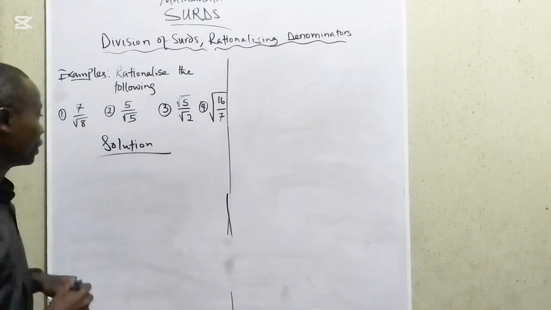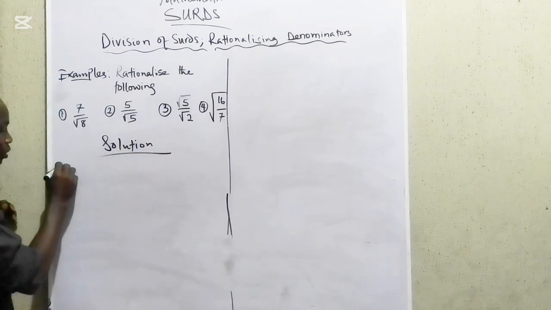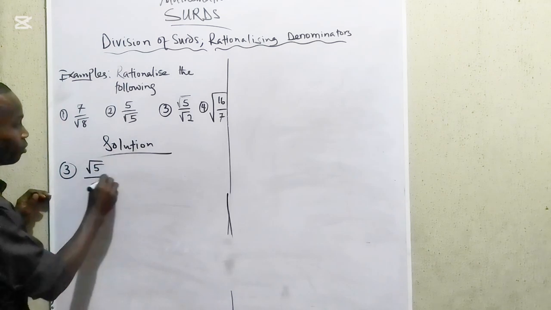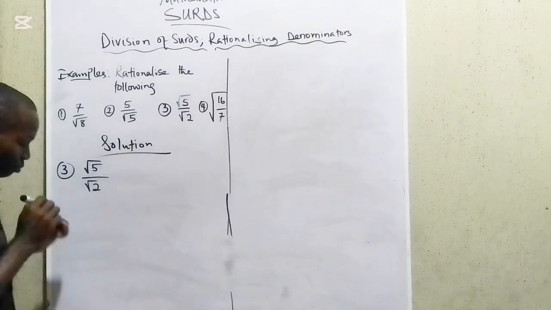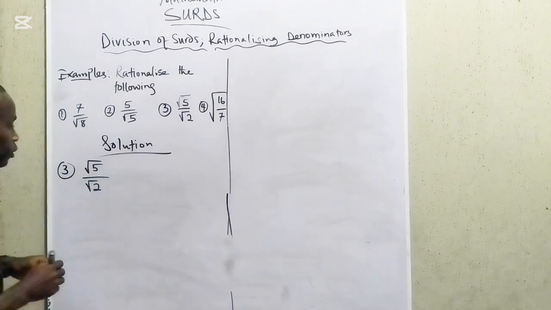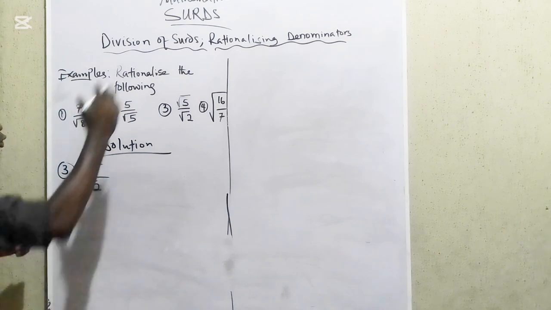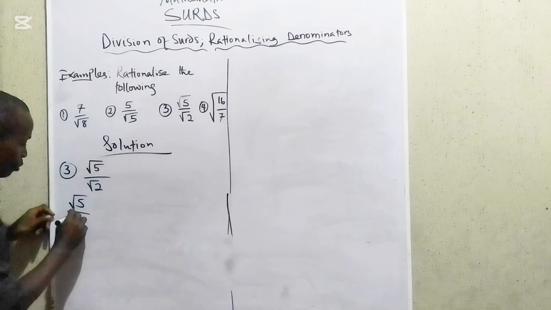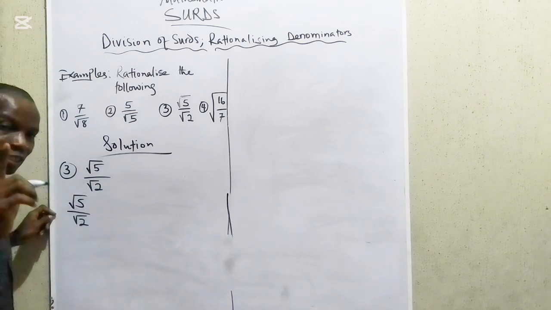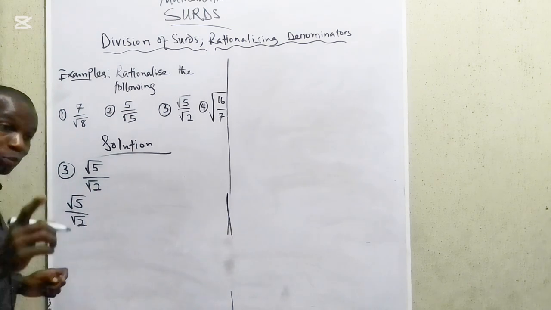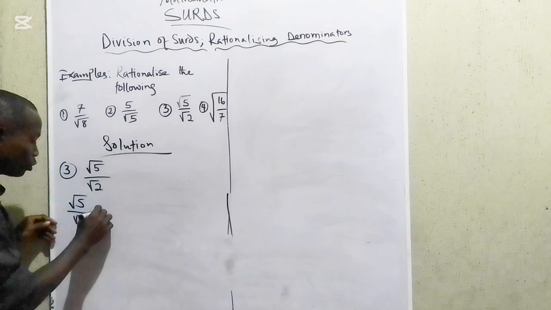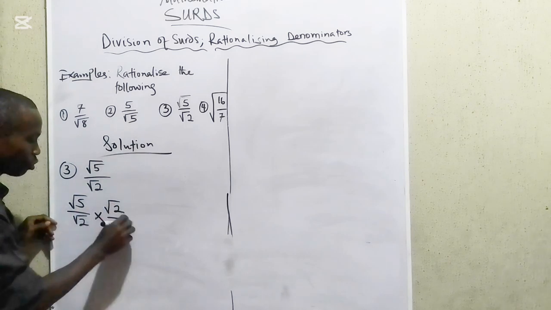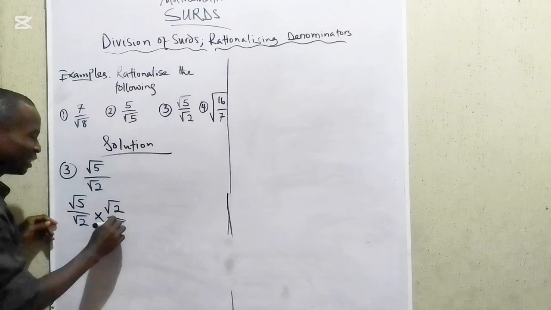So let's put this one. Another solution, we have this number 3 square root of 5 all over the square root of 2. Now let's go. So to rationalize it, it is going to be the square root of 5 all over the square root of 2. The job is to multiply both the numerator and the denominator by the surd of the denominator.